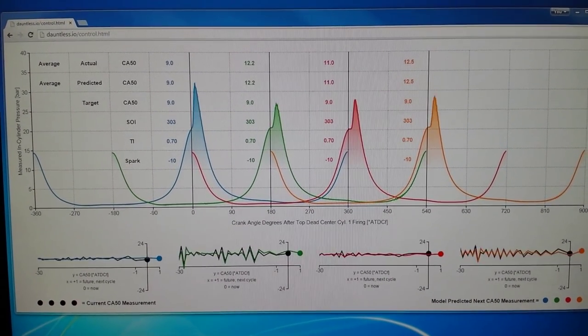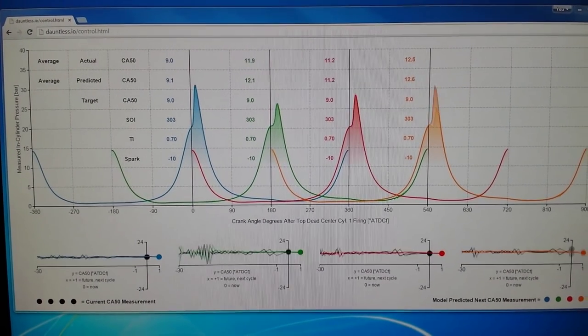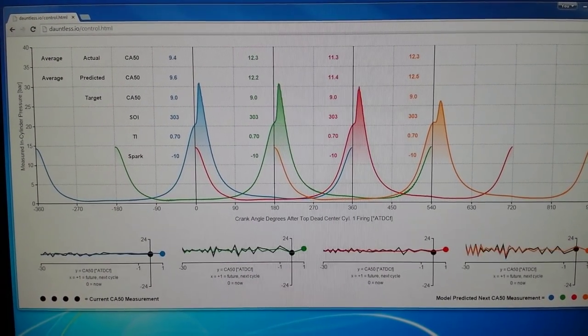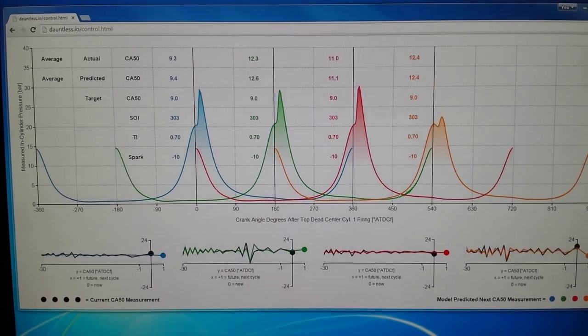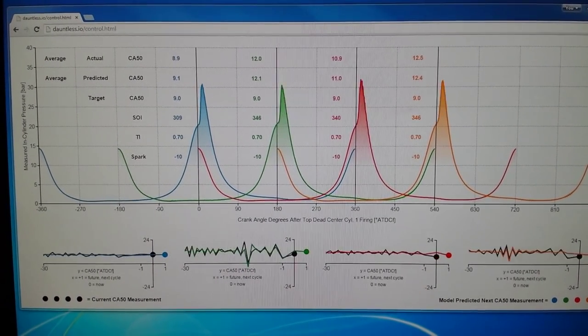One thing that should be noted is that the settings are all the same for all cylinders right now. It's just that they all behave differently. If you were to turn the control back on, you can make the behavior go away.